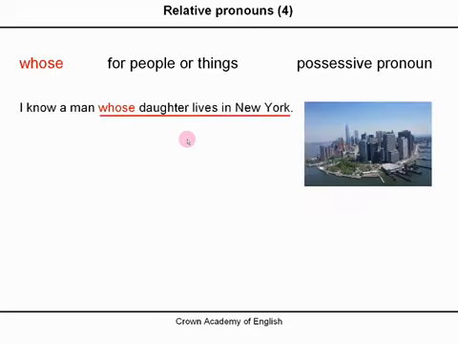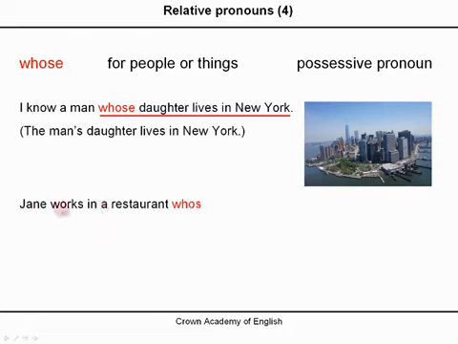Example: I know a man whose daughter lives in New York. So whose is a possessive. This sentence actually means that it is the man's daughter that lives in New York. So it is the daughter of the man who lives in New York. It's the daughter. It's not the man who lives in New York.